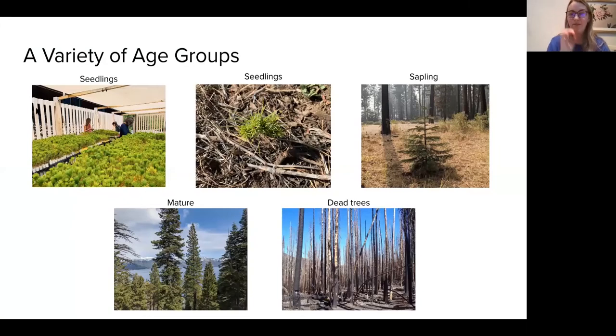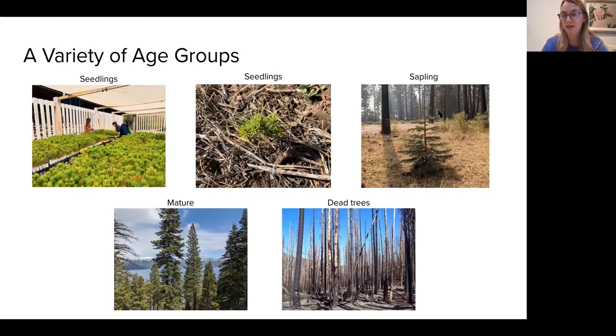So a variety of age groups is another factor that influences forest health. We have 4 different age groups that we can classify a tree based on. The first one is our seedlings, and that's what these two photos represent. Seedlings are new growth of trees. They're coming right out of the forest floor, and they are not very tall. A seedling is anywhere between a couple of inches to 3 feet tall.